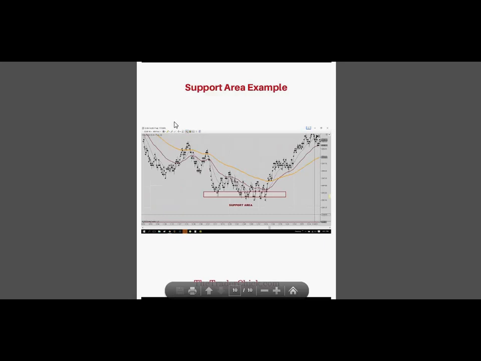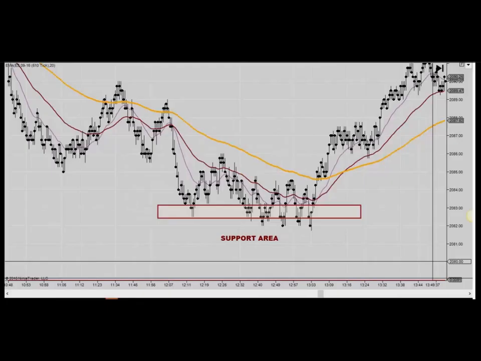Support area is the exact opposite. It's the floor, right? The support area is the exact opposite of a resistance area. So here we have a better look at it. All right, so the market has been going down and now it's boom, boom, boom. It's hitting this area and it is not breaking through. This is a support area until it finally changes directions.